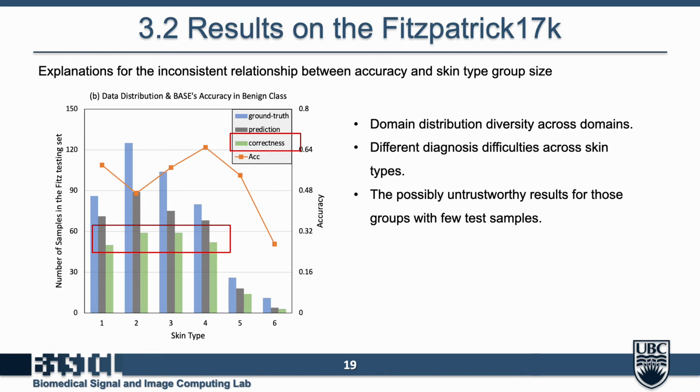Third, the small group size might make the test results unreliable. In our test case, some groups only have a few samples, thus a correct or wrong prediction will significantly impact their accuracy, making the results of underrepresented groups untrustworthy.